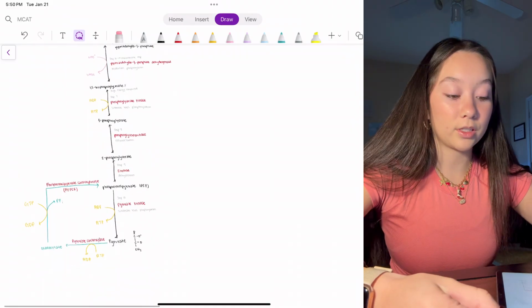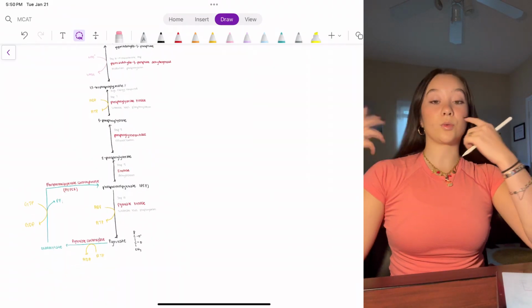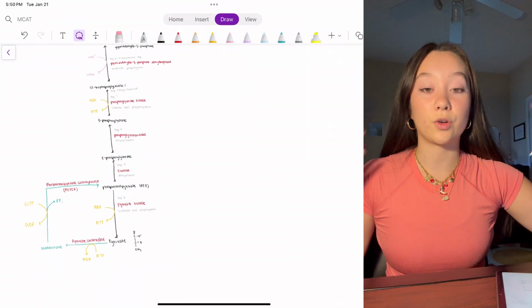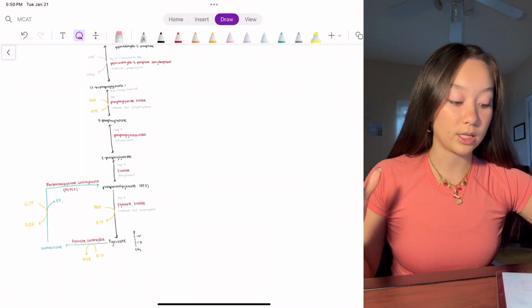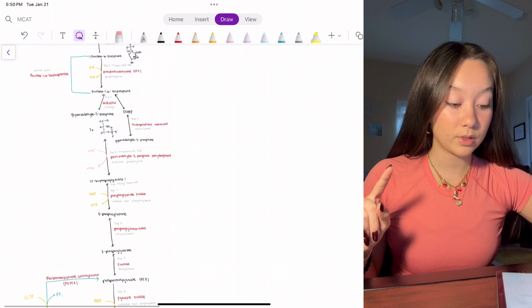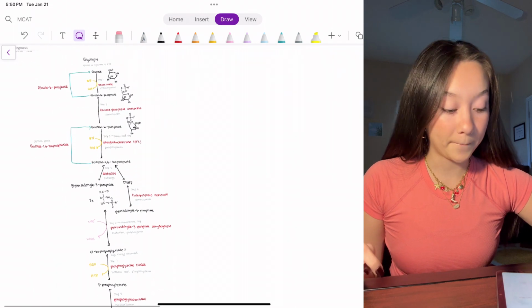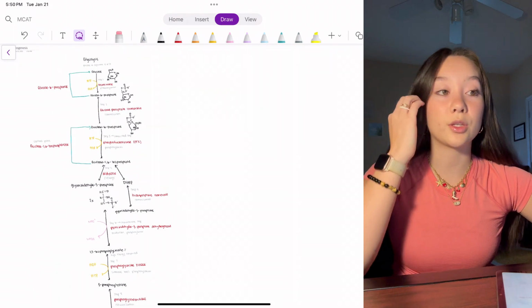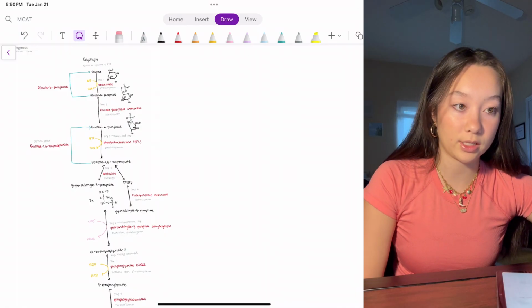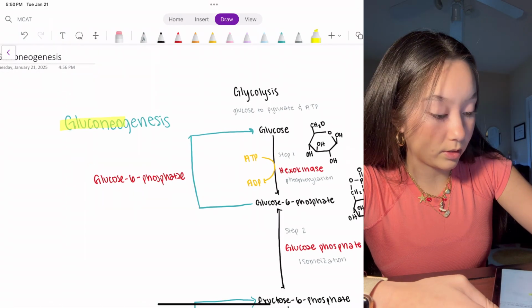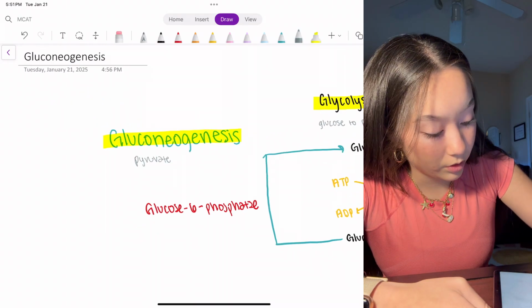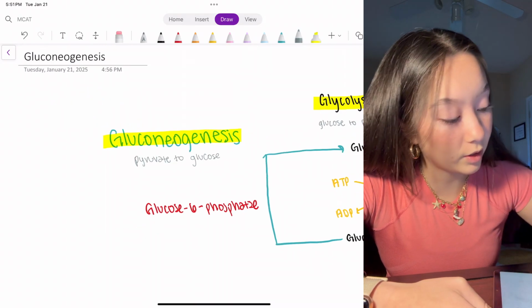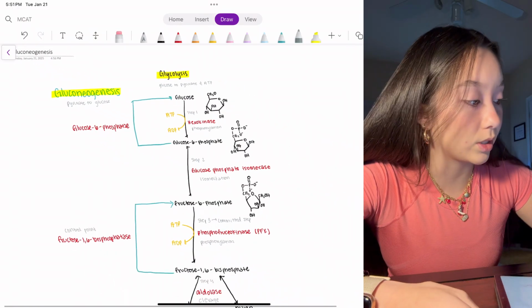Really the only difference is 3 steps, the 3 irreversible steps that you need a separate enzyme to reverse: step 10, step 3, and step 1. And so those are the key regulatory steps. That's why we need different enzymes. I'll go ahead and label gluconeogenesis: pyruvate to glucose. Okay, awesome. That's really all there is for gluconeogenesis.